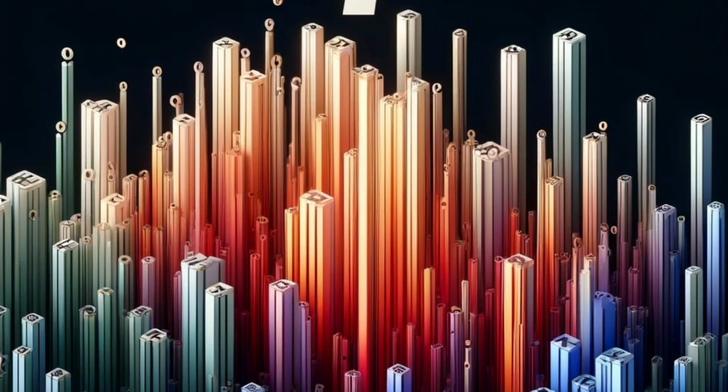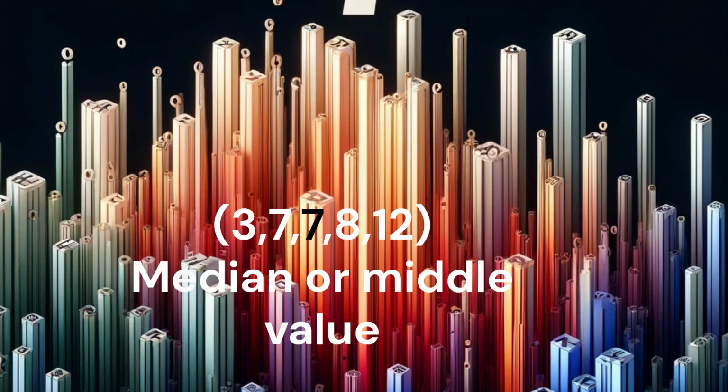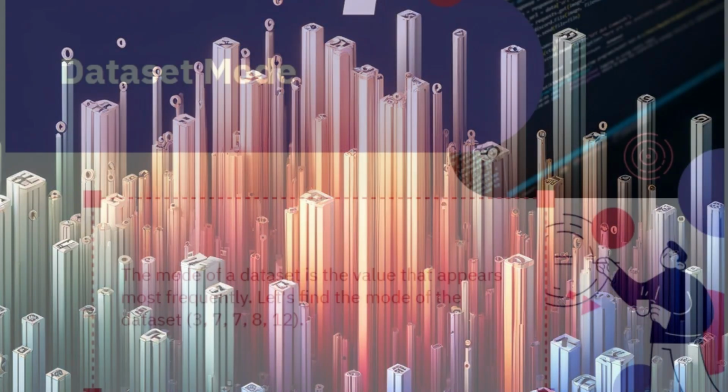Next, let's talk about the median. The median represents the middle value of a sorted data set. It's the point that separates the higher half from the lower half. In our example, when we arrange the numbers in order, 3, 7, 7, 8, and 12, the median is 7. The median is particularly useful where there are outliers in your data that can distort the mean. The median provides a better representation of the central value in such cases.